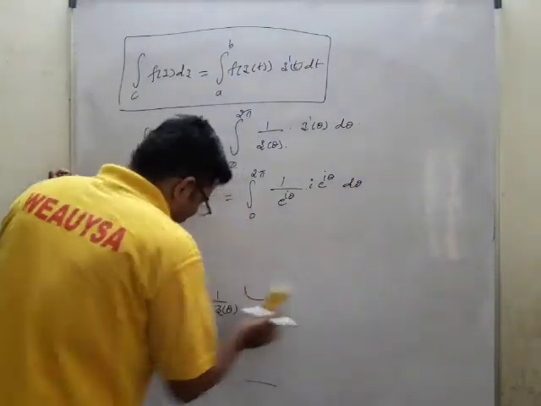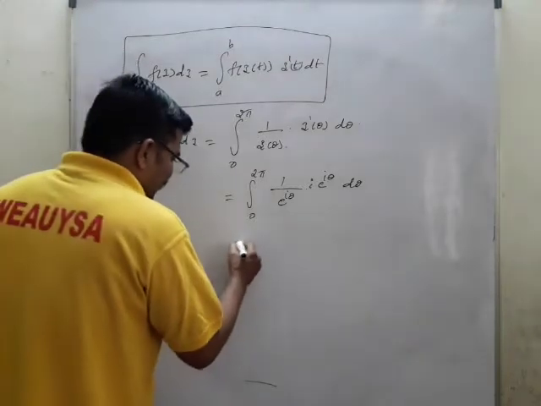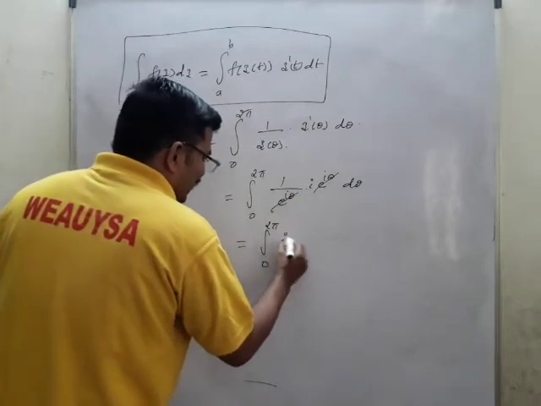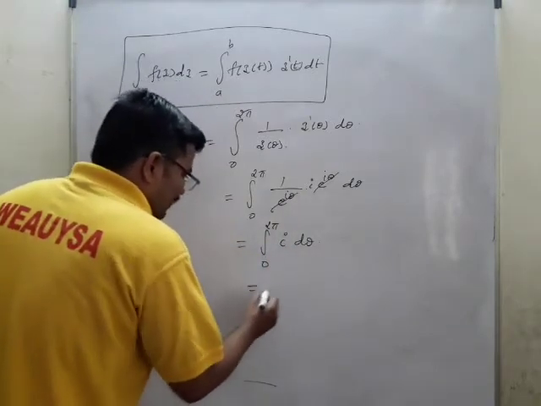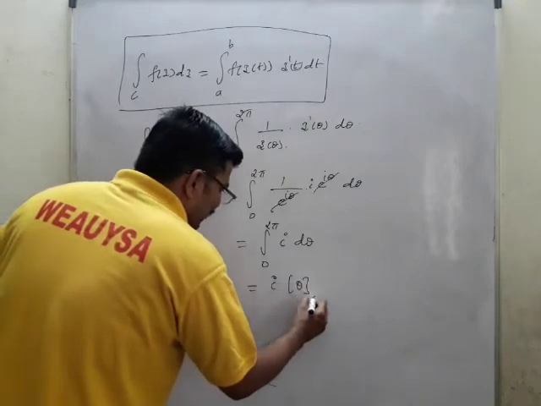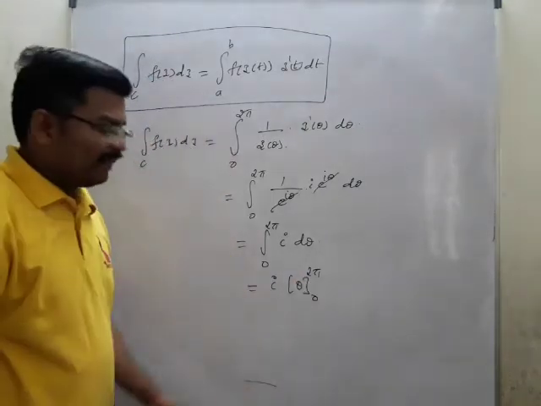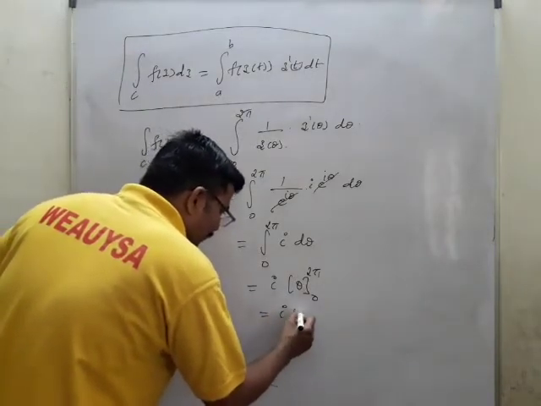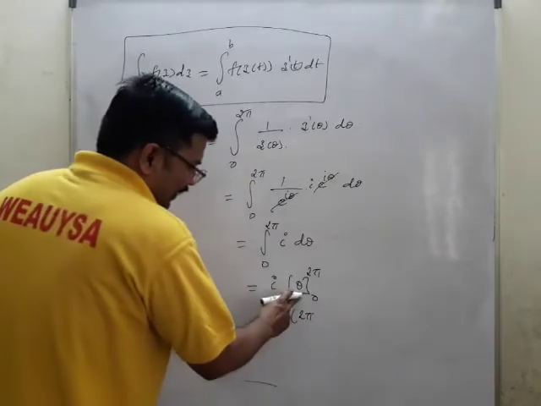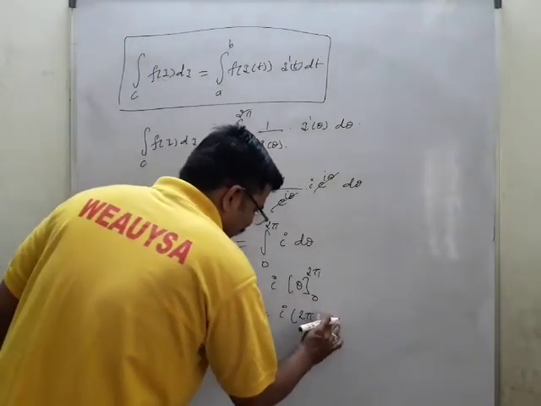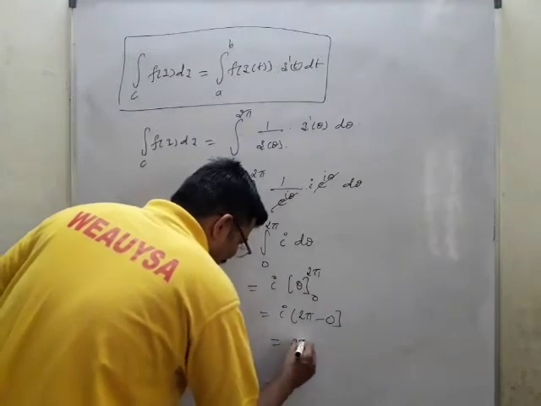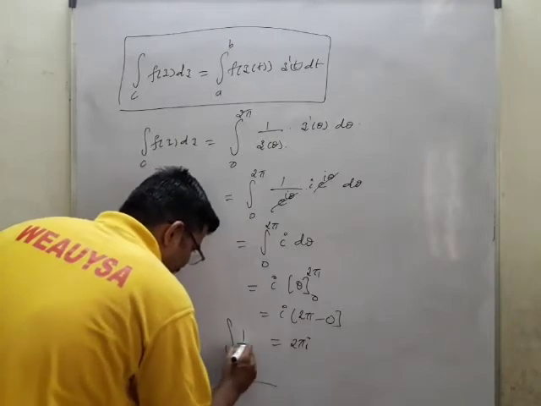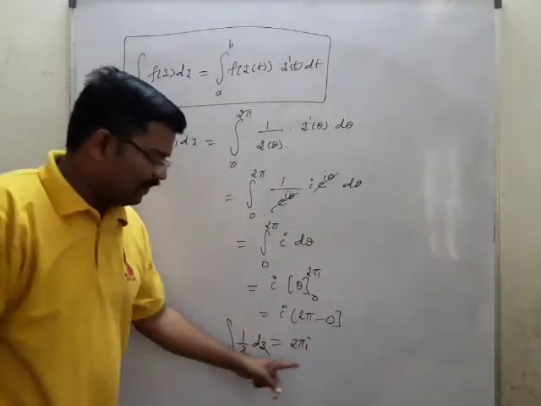So what will you get now? This is integral 0 to 2 pi, e power i theta gets cancelled. You will be getting i into d theta. So this is nothing but i theta under the interval 0 to 2 pi, upper and lower limits. So this is i into 2 pi minus 0, so you will be getting 2 pi i. So integral over C 1 by z dz is equal to 2 pi i.